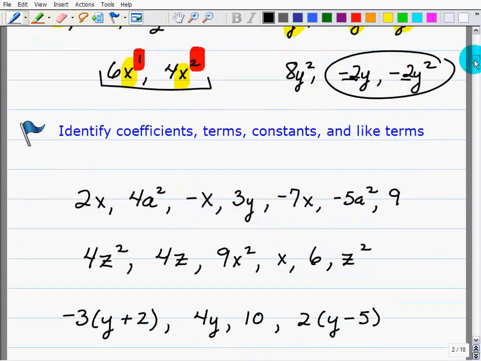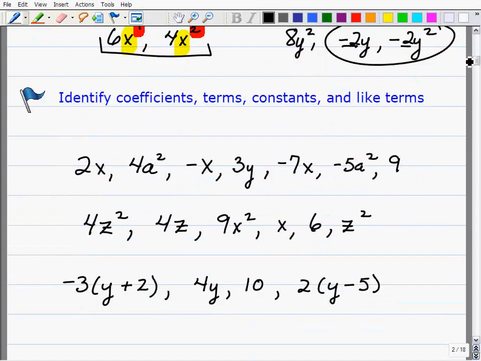So let's go ahead and practice what we just learned here and identify the coefficients, terms, constants, and like terms in these expressions. Okay, and they're all separated by commas. So let's start off by just identifying terms. 2x is a term because it's a number being multiplied by a variable. Okay, 4a squared is also a term. This would be negative 1x. Okay, that's a term. 3y. Negative 7x is a term. Negative 5a squared is a term. And 9 here we would refer to as a constant. All right, so those are all our terms and constants.